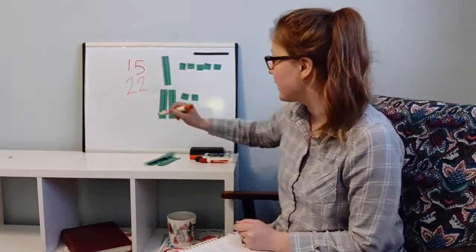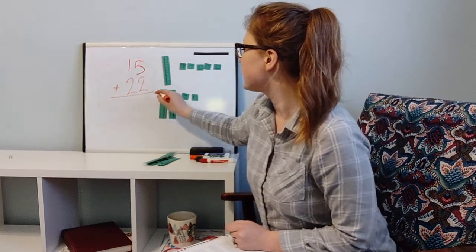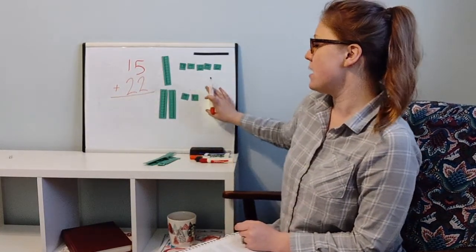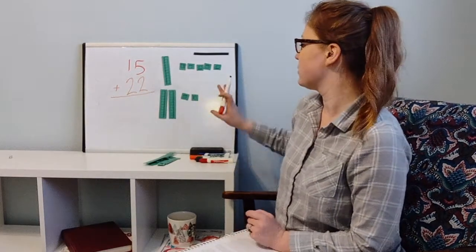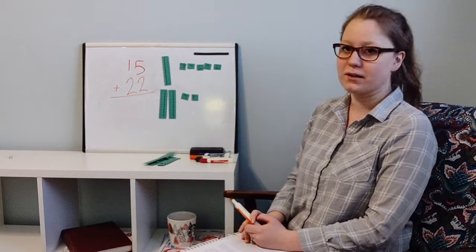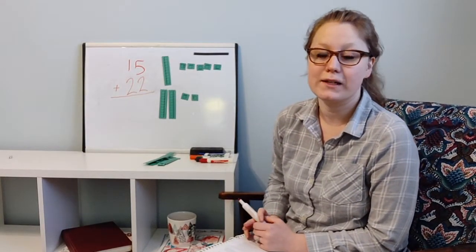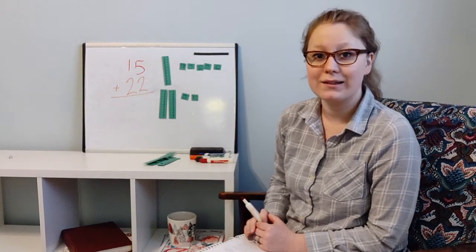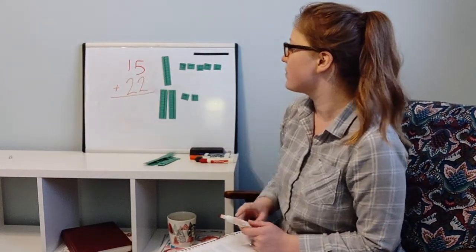So what I'm going to do now is add these two numbers together. I have 15 plus 22 here. I'm showing it to you with my number question and I'm showing it to you with my base 10 blocks. Now, when we add two-digit numbers together, we always start with the ones column. So we can just ignore the tens for now. We're going to pretend they're not there. Take a look at just the ones column.